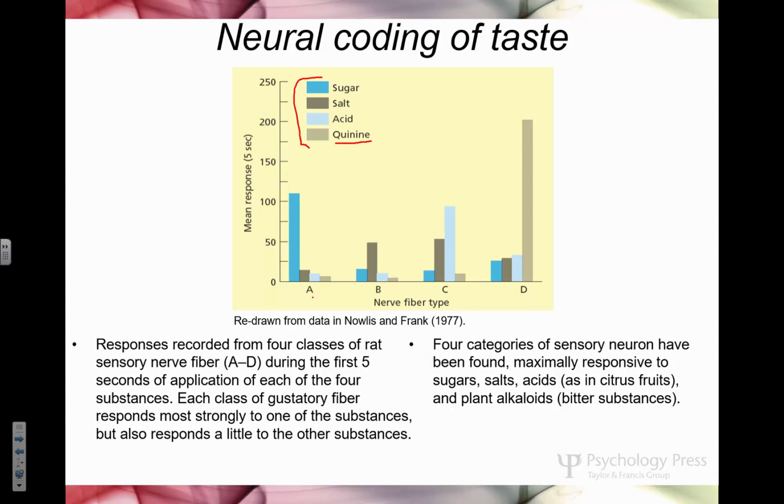And so you can see that each cell or each fiber gets a little bit excited by every class of taste, right? And there's one more class that we'll talk about in a few moments, but these four we'll think about here. But it's how excited they get about a particular substance, right? That's really going to tell us. So even though this one gets a little bit excited about things that are salty, it gets super excited about things that are acidic. So we know that it's going to be sensitive to acids.